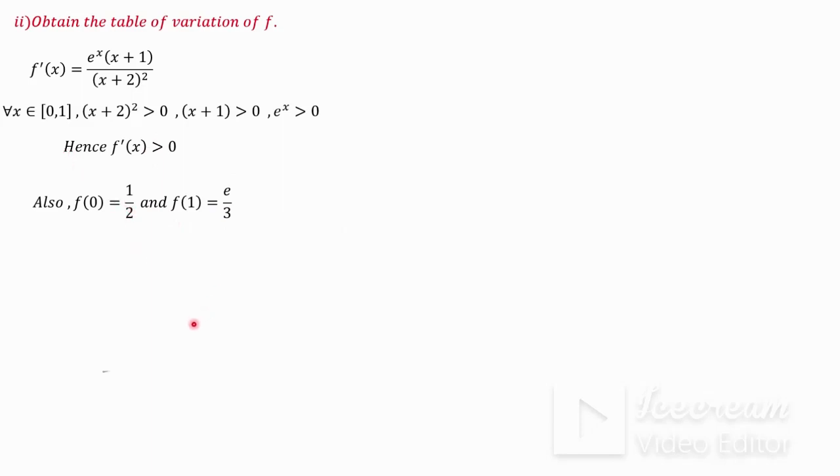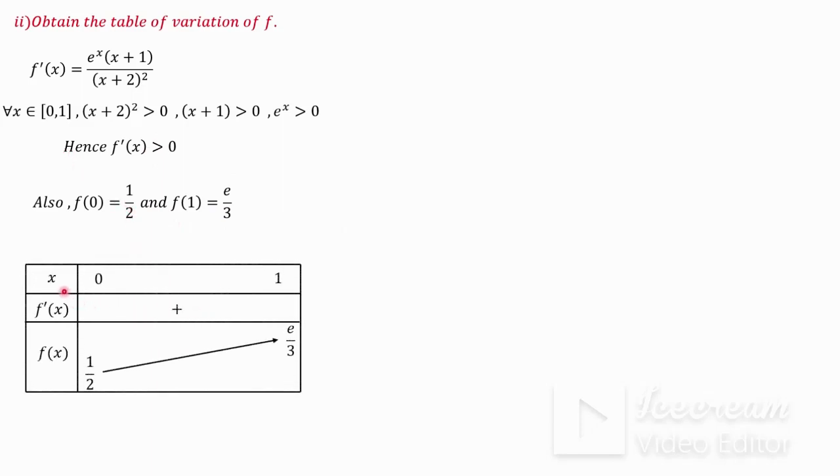Obtain our table of variation: x belongs to the interval 0 to 1, the sign of f prime of x is positive, and since the sign of f prime of x is positive, our function f of x is strictly increasing in the interval 0 to 1. And of course the images: the image of 0 is a half, and the image of 1 is e divided by 3. This is therefore the table of variation of f.